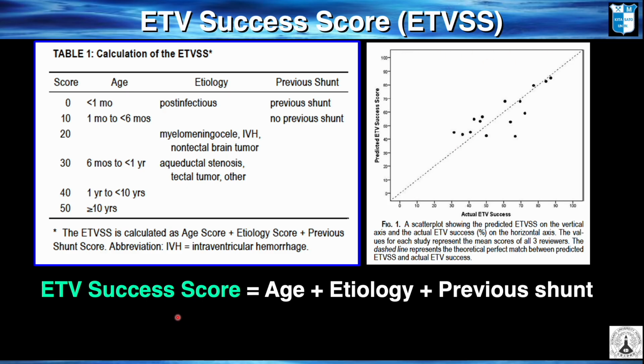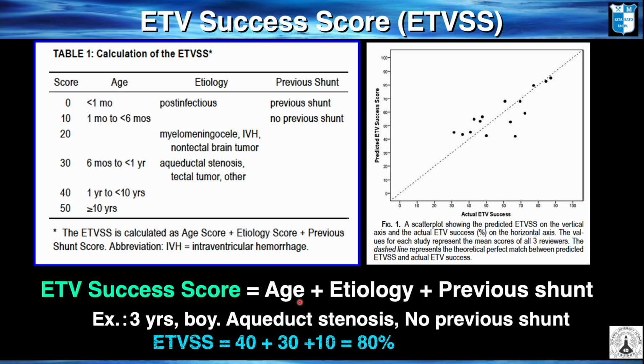So for example, this ETV success score is age plus etiology plus previous shunt. This is the example: 3 years, aqueduct stenosis, no previous shunt. In this case, 3 years, that means 1 to 10 years here, 40. And aqueduct stenosis, this comes to 30 here. And no previous shunt, 10. So the total is 40 plus 30 plus 10, 80%. So you can estimate, or you can tell the parents, that the success rate of the ETV in this case would be 80%.